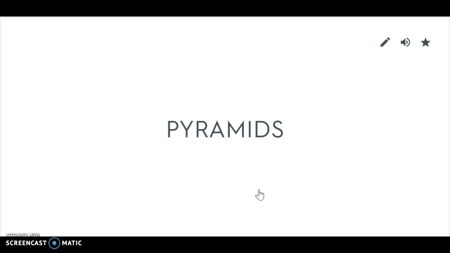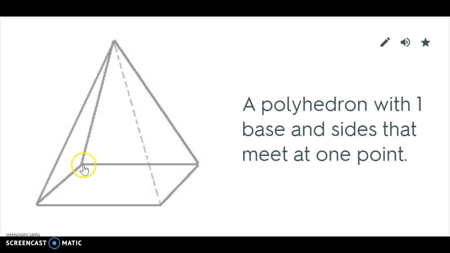Pyramids. A pyramid is when you have a polygon base, and then all the edges meet at one point. My polygon on the base is either a square or a rhombus, and the edges go up and meet at the top corner.